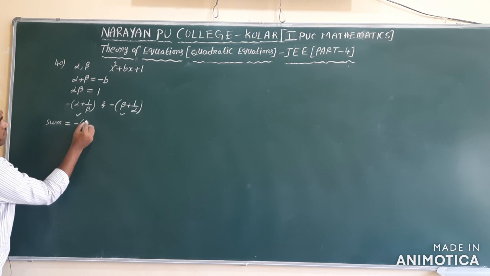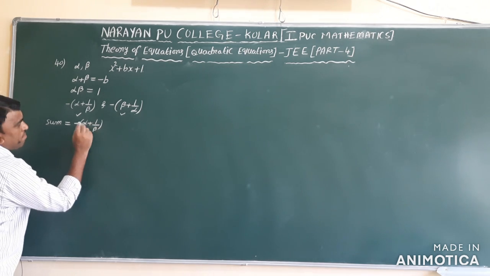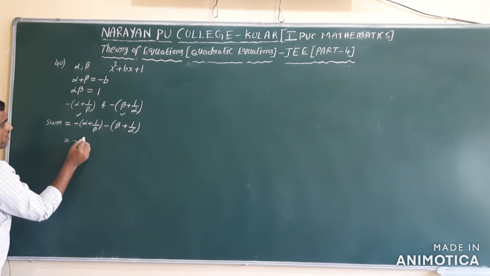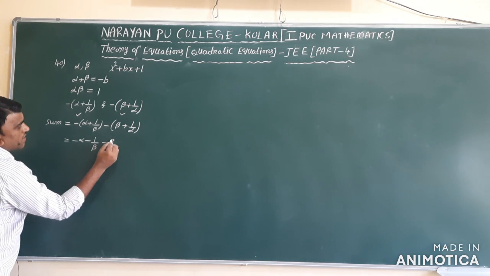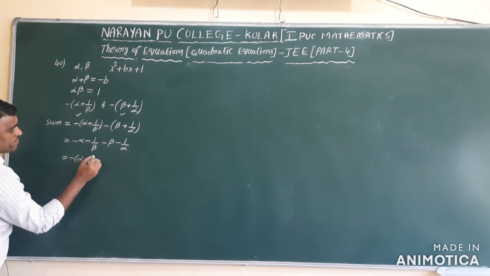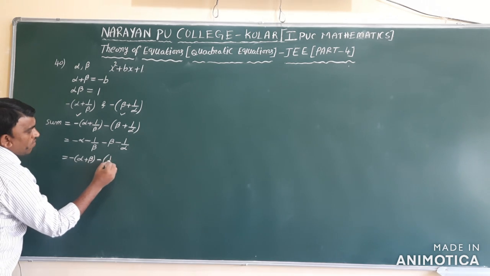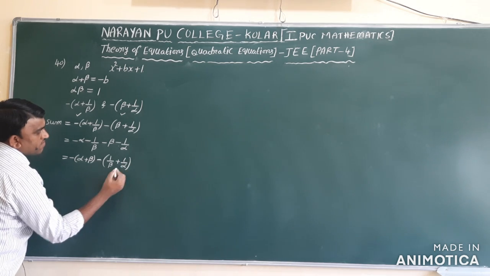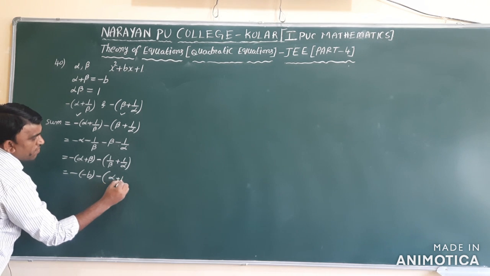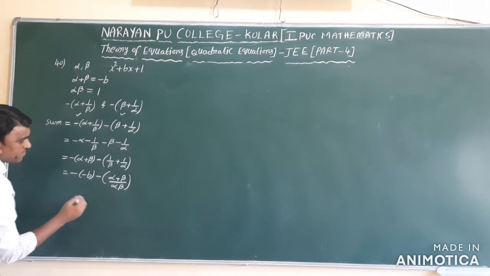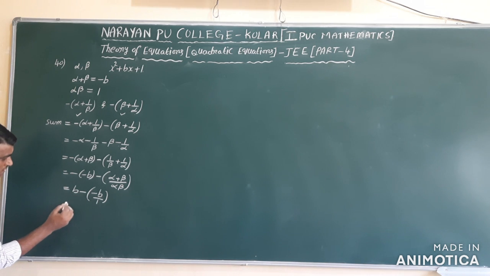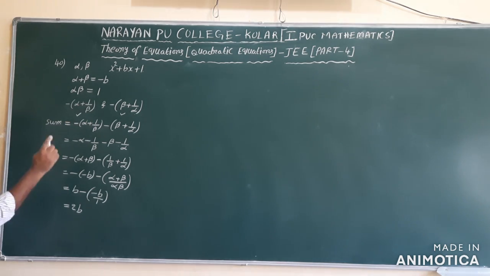For these two, the sum of the roots is minus of (alpha plus 1 by beta) plus minus of (beta plus 1 by alpha), which is minus alpha minus 1 by beta minus beta minus 1 by alpha. In these take minus common: minus of (alpha plus beta), and minus of (1 by beta plus 1 by alpha). Alpha plus beta is minus b. Take LCM: (alpha plus beta) by alpha beta, where alpha beta is 1. So minus of minus b, minus of minus b by 1, gives plus b plus b, which is 2b. The sum of these roots is 2b. Next, the product.